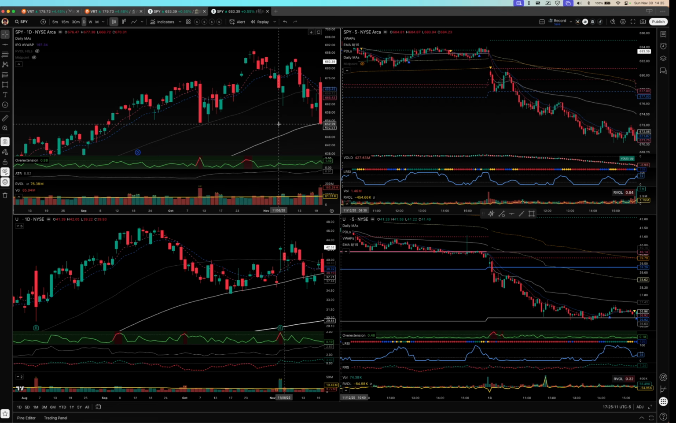I had no idea what was going to happen in SPY and in U. So I was pretty happy to have taken the loss here. If I got this gap up, I also probably would have taken the loss on this stock. But yeah, it just didn't pan out.